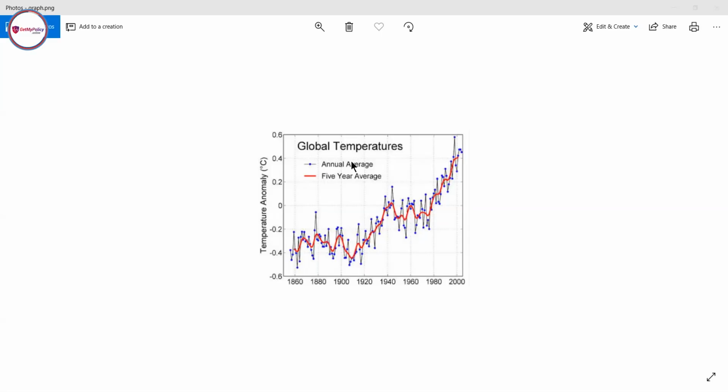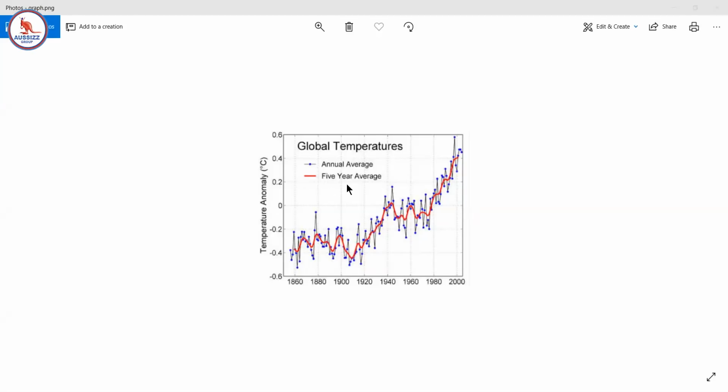If I talk about the annual average, which has been shown in blue dotted line, I see there are only 4 peaks. The first peak is in the year of 1880. The second and third is in between 1940 and 1960. And the final one is in between 1980 and 2000.